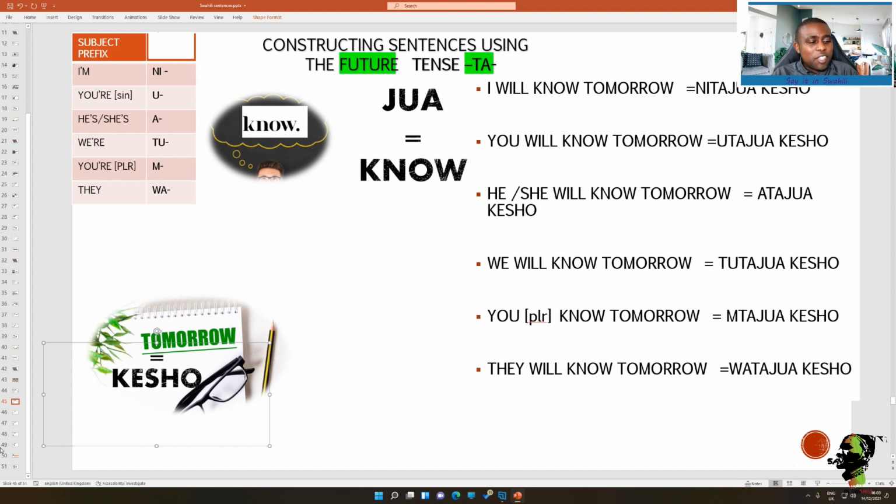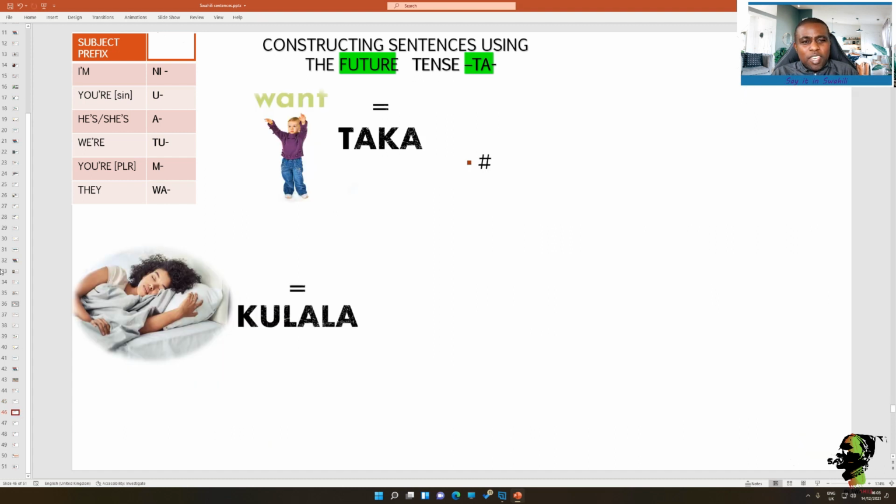Let's look at the next verb as we progress with the future tense. Now, it's interesting that I'm introducing second verbs. Easy. In Kiswahili, the first verb that I have here is want. And the word want in Kiswahili is taka. Can you pronounce that for me? Taka. And the word sleep, or to sleep, is kulala. The verb to sleep is kulala.